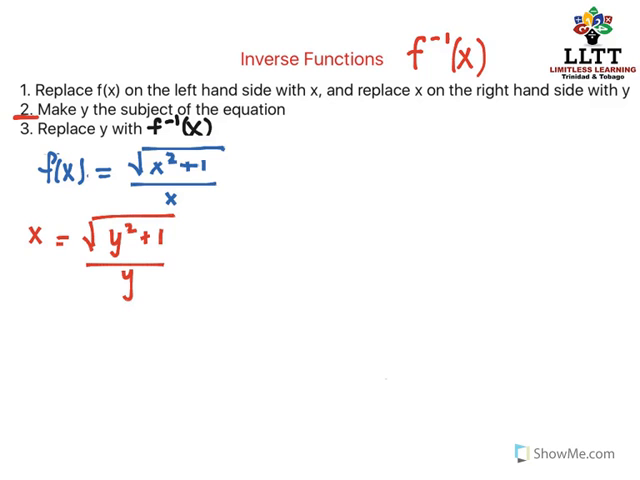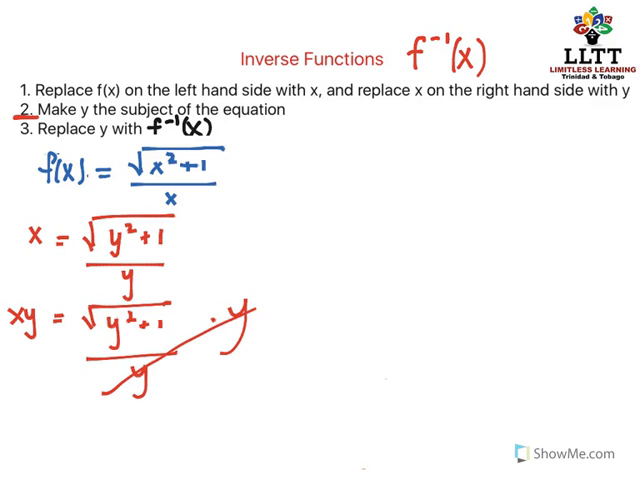Now on the right-hand side, you have a fraction. We don't like having fractions, so we always multiply by the denominator. So we're going to multiply both sides by y. So we get x times y is equal to the square root of y squared plus 1 divided by y, multiplied by y. The reason why we multiplied by y is so that this would cancel and we would just be left with square root of y squared plus 1.